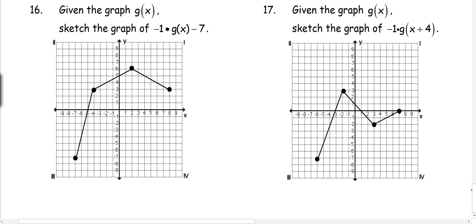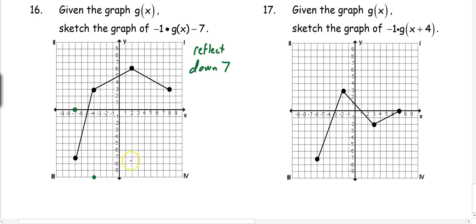The last two, number 16, we have -1 times g of x minus 7. So I'm going to reflect first, and then I'm going to move down 7. So the first point is 7 away from the x-axis, so I go up 7 and then down 7 for my translation. Next point is 3 away, so I'm going to go down 3 and then down another 7. Next point is 6 away, so I'm going to go down 6 and then down another 7.